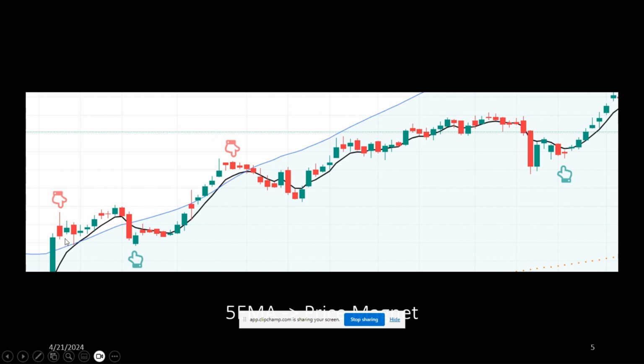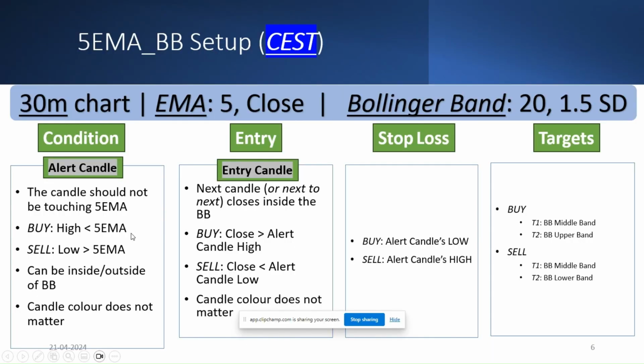the low of the candle, in case of a negative movement, should be higher than the 5 EMA, or in case of a positive movement, the high of the candle should be lower than the 5 EMA. That's why in the case of buy, high should be lower than 5 EMA, and in the case of sell, low should be greater than 5 EMA. The condition can have nothing to do with the color or with whether it is inside or outside of Bollinger Band. This is called the alert candle.